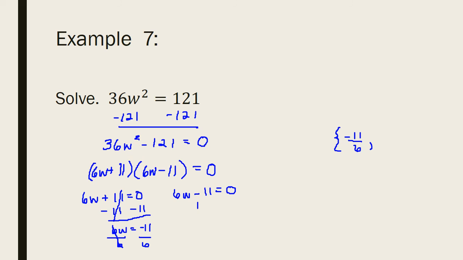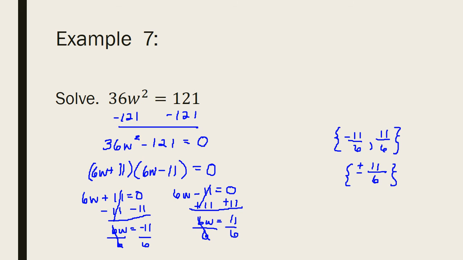And when we do the same thing over here, we're going to add 11 this time. That gives us 6w equals 11. Divide by 6. And this time our answer is 11 over 6. So you could see the answers written like that, where they're separated, or you could see your answers where it says plus or minus 11 over 6. You could see it written either way. Okay?